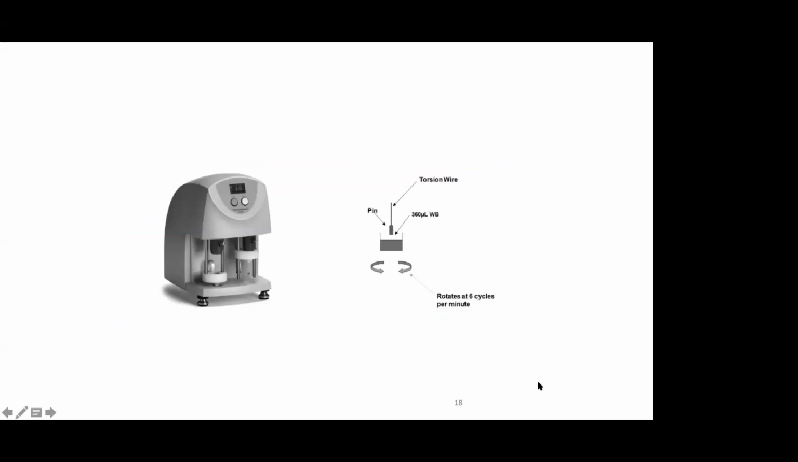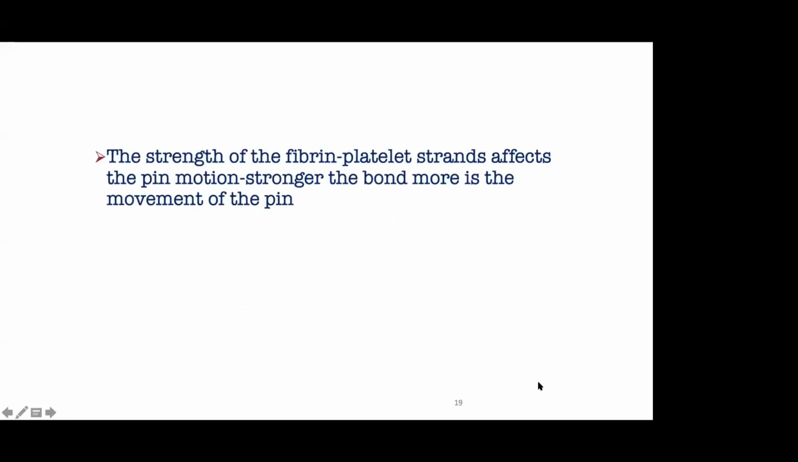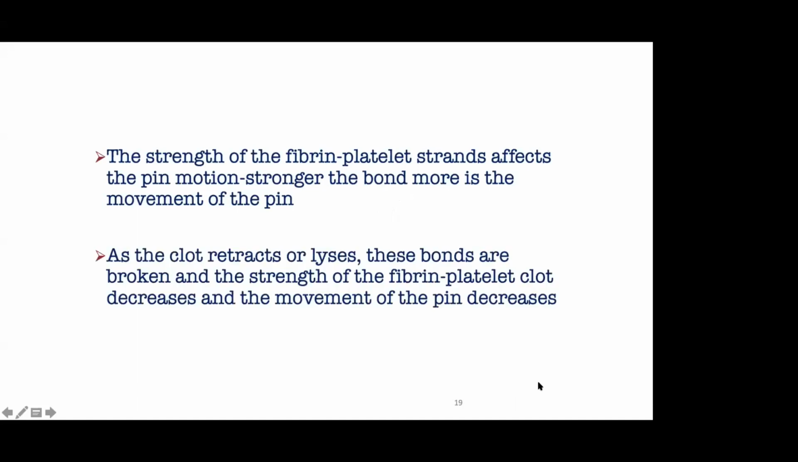So this is the thromboelastograph machine, and we can see that the torsion wire is dipped in the cuvette, and the cuvette is rotating. If the blood is getting thicker, then more and more torsion is applied at the torsion wire, so it is displayed on the screen. The strength of the fibrin platelet bond affects the pin motion. The stronger the bond, the more the movement of the pin.